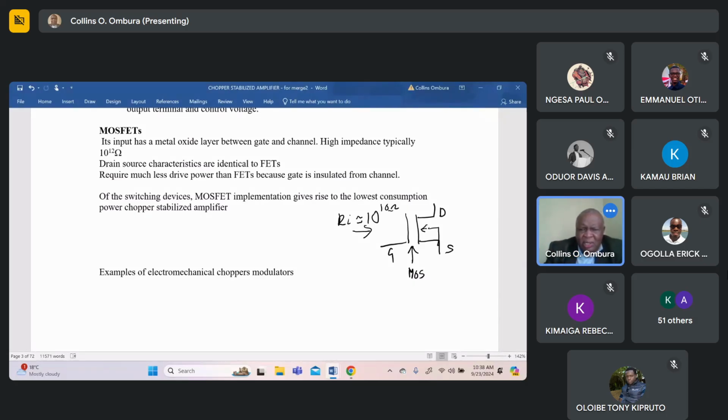So that means the drive voltage Vc of t that we normally put here, of course it's a rectangular waveform, will see a very high impedance. So the power required to drive the MOSFET on or off is almost zero, because the current going into the gate is almost negligible. The drain source characteristics are identical to those of the FET, and it requires less power to drive than FETs because the gate is insulated from the channel.